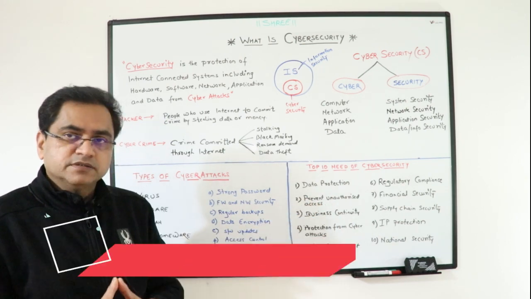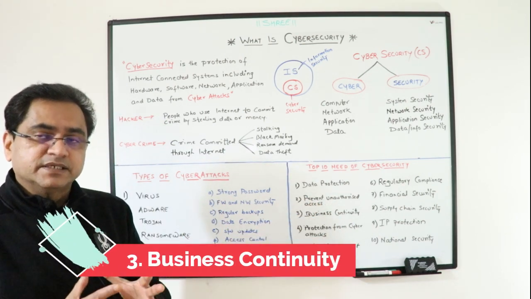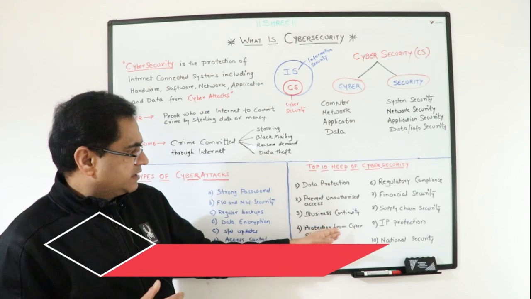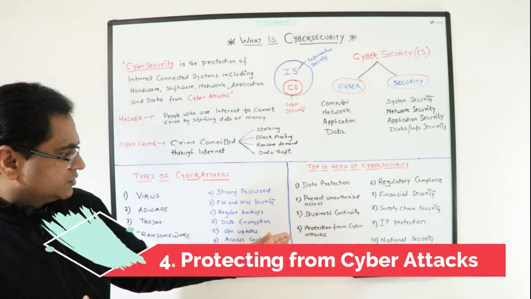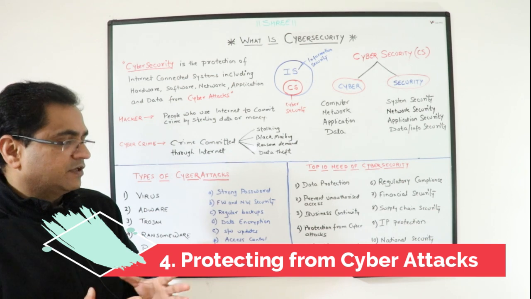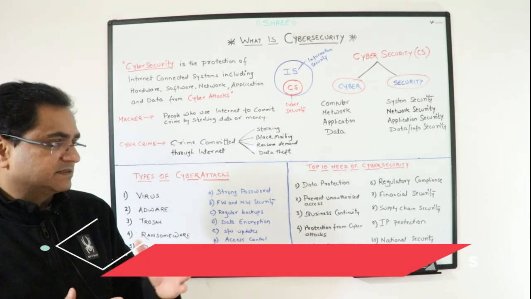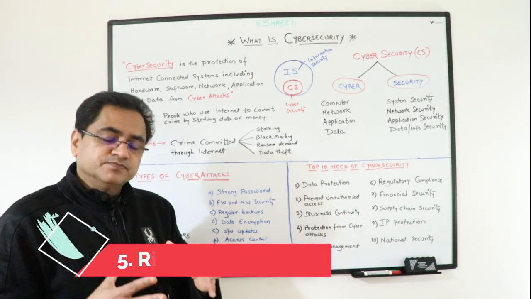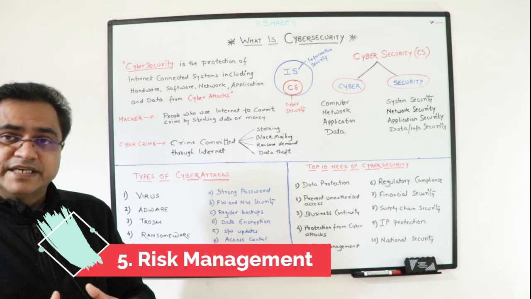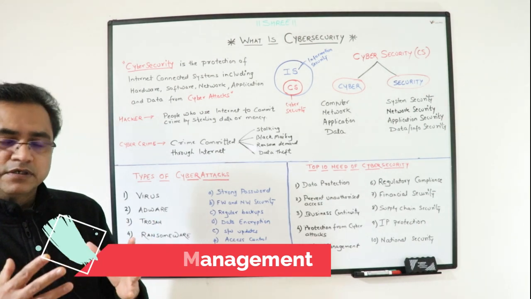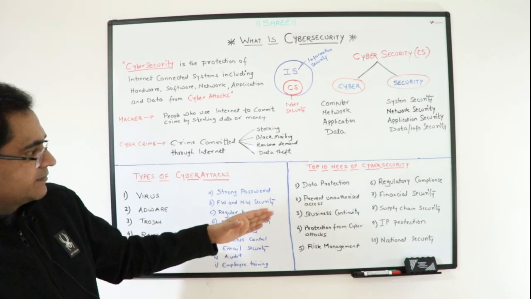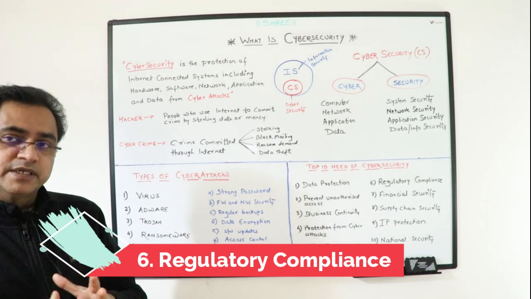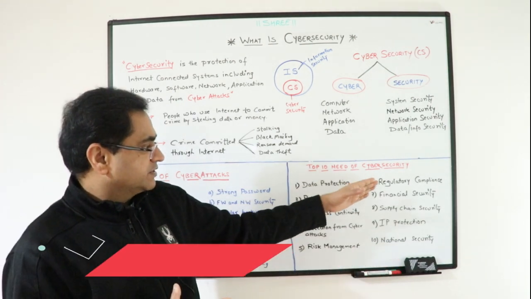Then the business continuity, so availability of your critical systems and data, minimizing disruption in case of any cyber threats. Then protecting from cyber attacks, so here you are defending against various cyber attacks such as ransomware, malware or phishing attacks. Then the risk management, so mitigating the risk of data breaches, financial losses or reputational damage in case of any cyber attack. The sixth one is regulatory compliance, so legal and regulatory compliance with respect to data protection and privacy is one of the main needs of cybersecurity.